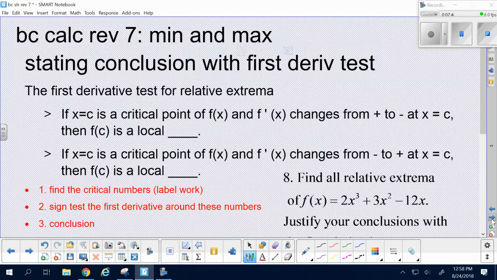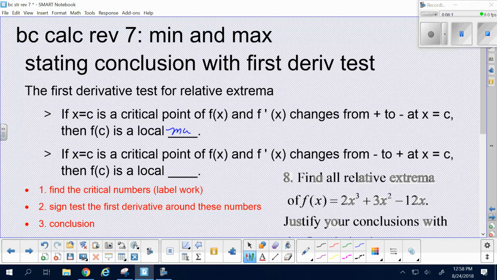So the second typical question, and you learn in the calc book, you would usually call this chapter 3.2. Chapter 3 is derivatives, 3.1 is critical numbers, 3.2 is the first derivative test, right? What's cool about these critical numbers? If x equals c is a critical point of f, and f prime changes from positive to negative at x equals c, then f of c is a local, what?